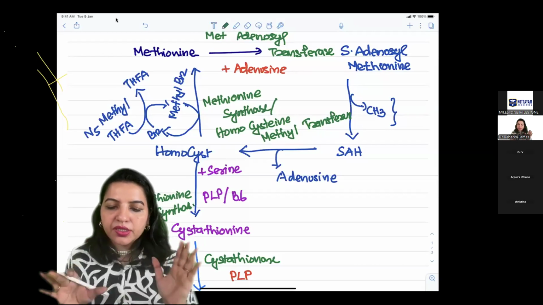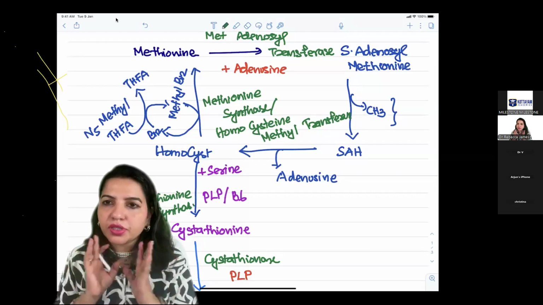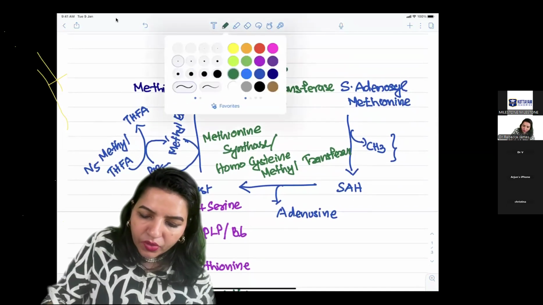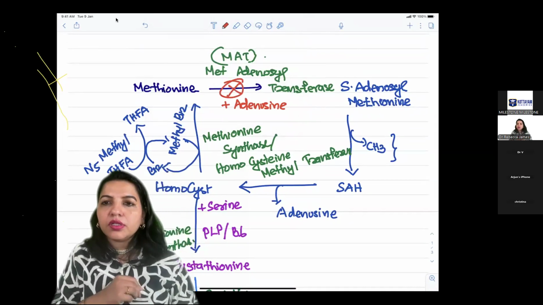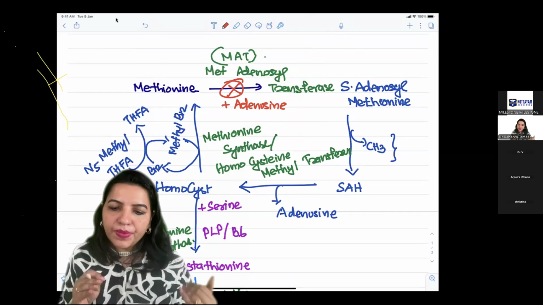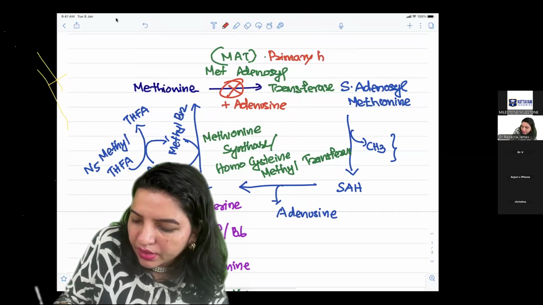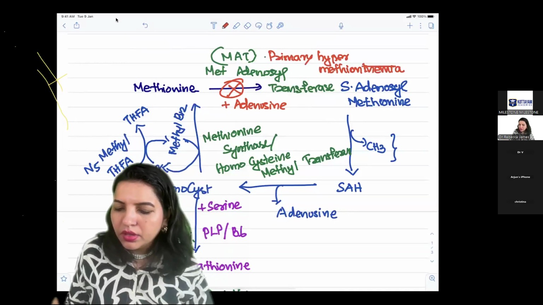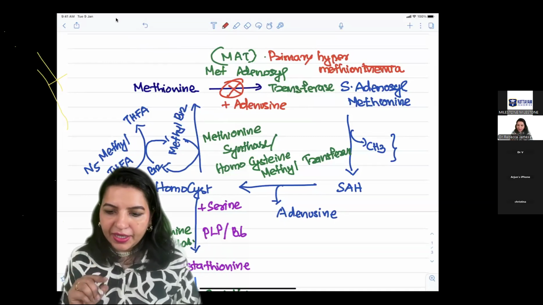So in this reaction, I am going to mark some metabolic disorders. It is not the reactions that you have to learn. You have to learn the metabolic disorders here. So the first metabolic disorder I'm going to mark here is a block here. If there is a block in the enzyme called MAT, it causes primary hypermethioninemia. Primary hypermethioninemia is the disorder here.